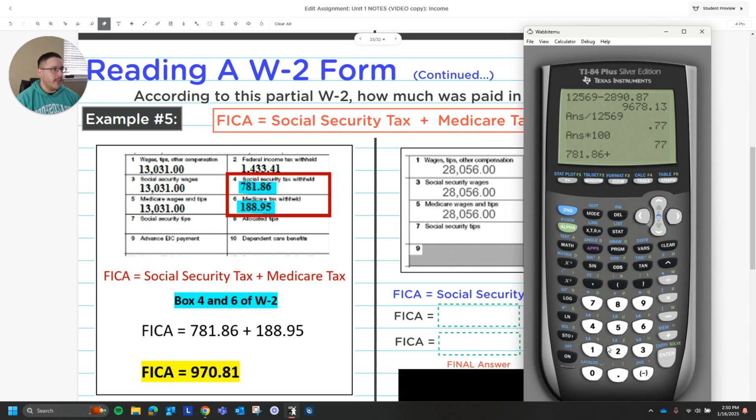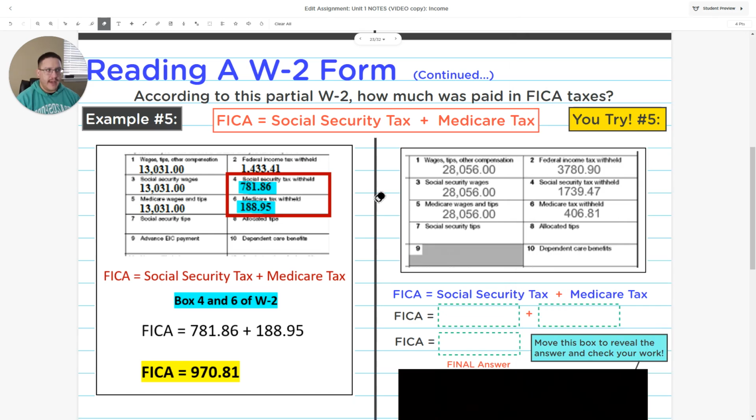781.86 plus 188.95. And our total FICA tax is $970.81. That's it for example 5, the FICA tax.